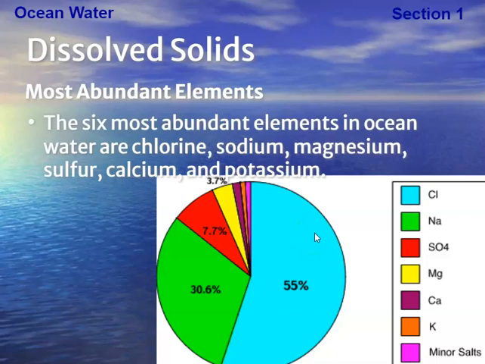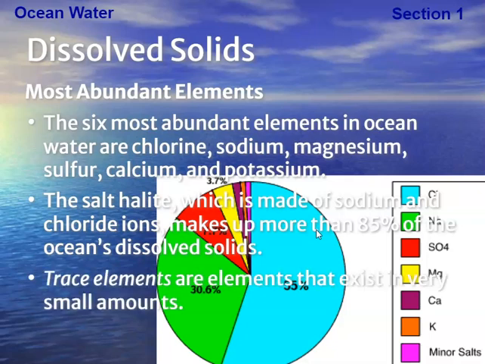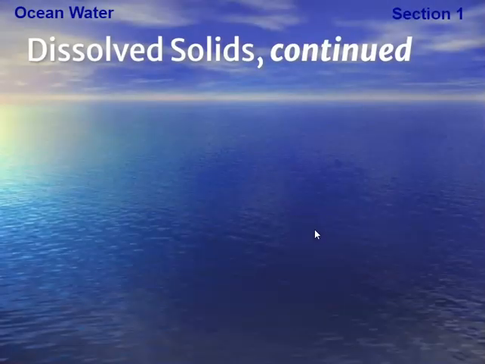So the most abundant elements that we have found dissolved in ocean water are chlorine, sodium, magnesium, sulfur, calcium, and potassium. Halite is like table salt. It's the rock form of table salt before it's been all crunched up to make the smaller grains that you use. And so as we get runoff over top of land, any of that halite can be dissolved inside water and then run out into the ocean. Chlorine ions make up about 85% of the ocean's dissolved salts. And then also there's some trace elements of minor salts as well.